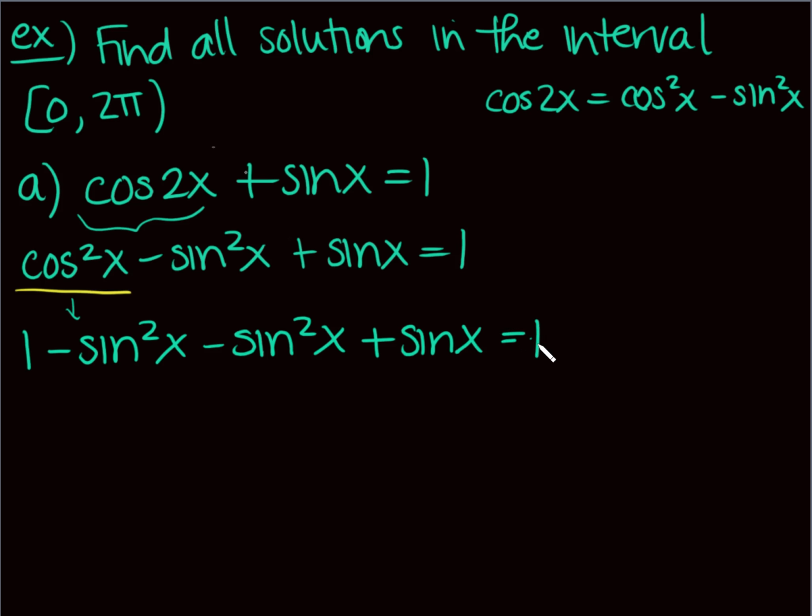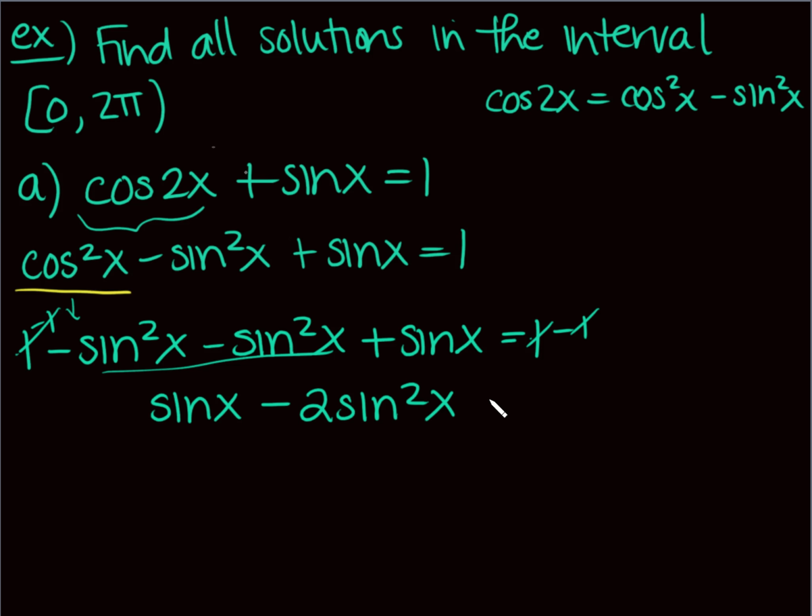Now, why do I have hope? I have hope because now I have everything in terms of sine. And even better, I can subtract 1. I see that those cancel, right? So I'm going to combine some like terms here. So what do I have? I have sine of x minus, and I'm going to combine those, I have 2 of them, and I just put the minus sine squared afterward.